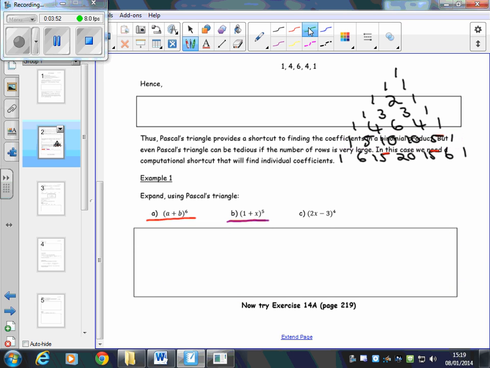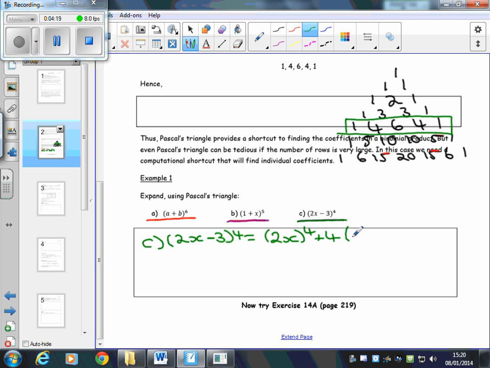Now moving on to part C, it's a bit more tricky. But C, here we've got power of 4, so we know we're going to be using this line of Pascal's triangle. So C will be expanding (2x minus 3) to the power of 4. So again, first off, coefficient will be 1. So that gives me (2x) all to the power of 4. Plus, next coefficient will be 4. So that's 4 lots of (2x) to the power of 3, lots of minus 3.